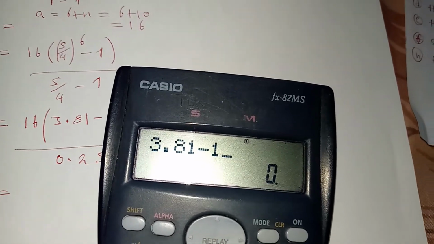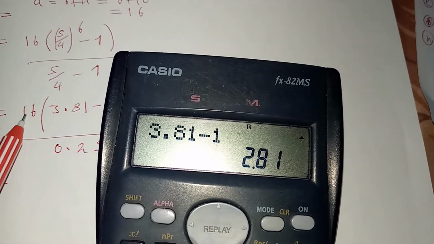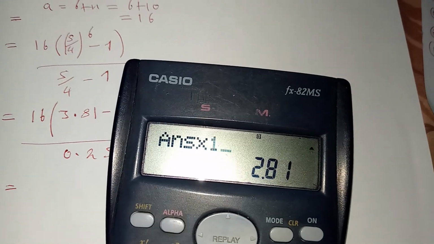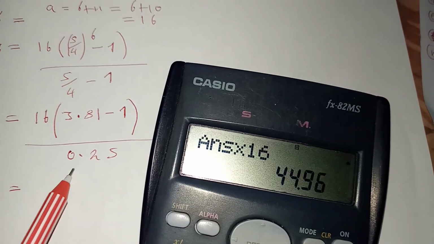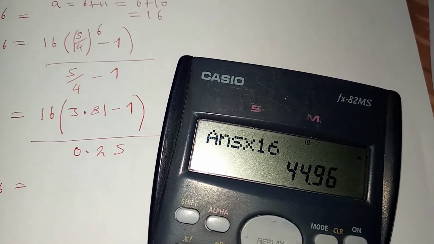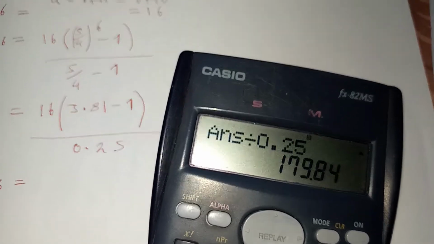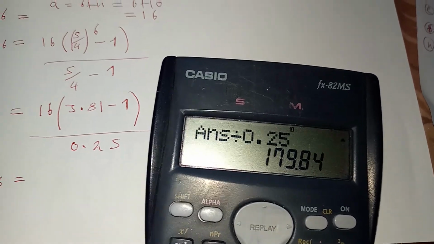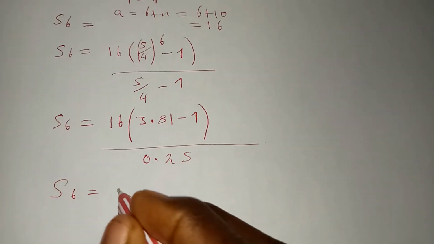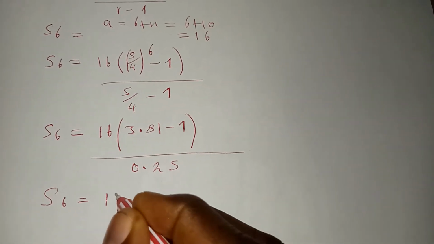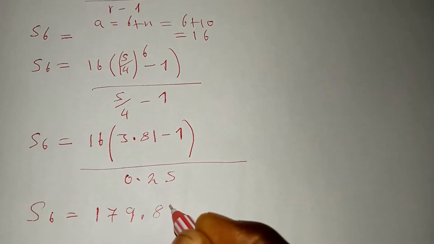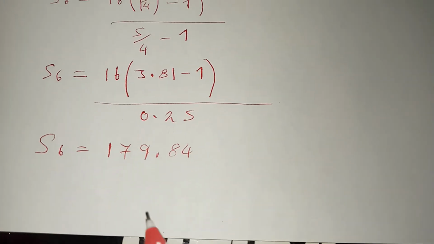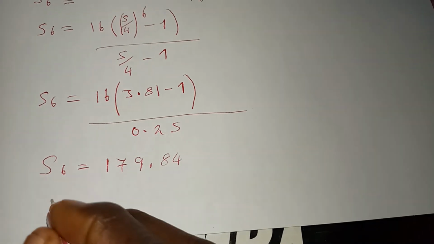Then sum of 6 terms will be equal to, just multiply everything there by saying, use your calculator to say 3.81 minus 1, you get that answer, then multiply it with 16, just say times 16, you're having that answer, then we divide it by 0.25. So divide by 0.25. Answer we're having is 179.84. So sum of 6 terms was equal to 179.84.